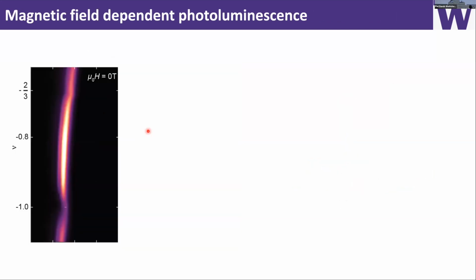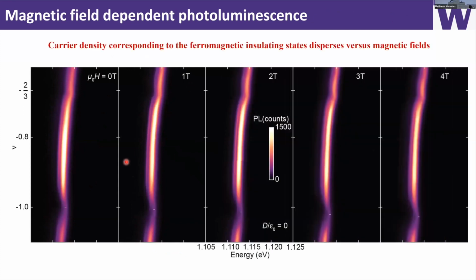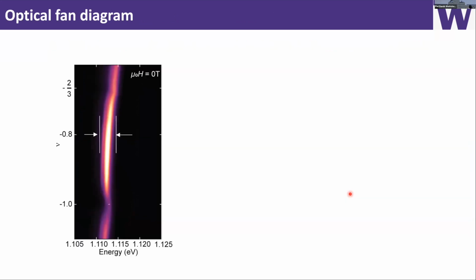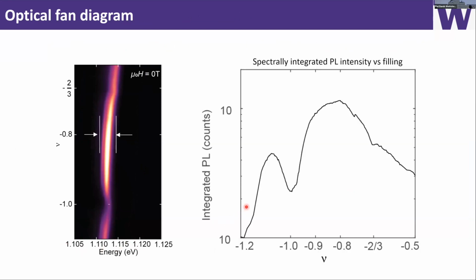Then we measure the magnetic field dependence of these incompressible states. I show you zero tesla, and then increasing the magnetic field. Clearly, focusing on these integer fillings, you can see the states shift as a function of magnetic field. This already indicates the states are topologically nontrivial. Now we can be a bit more quantitative. We can do a spectral integration of these spectra, so basically we get rid of the x-axis. Then we can plot the integrated PL intensity versus the filling numbers.